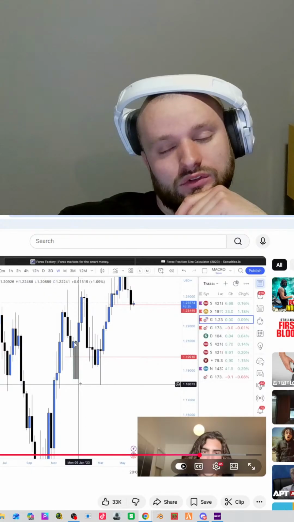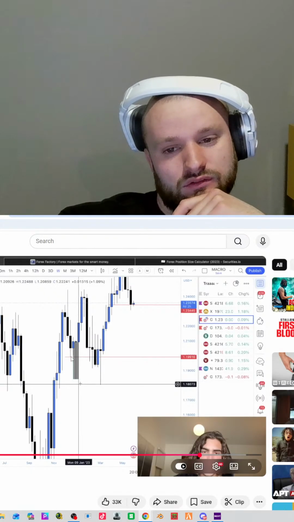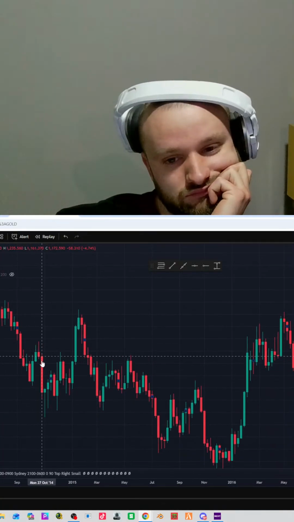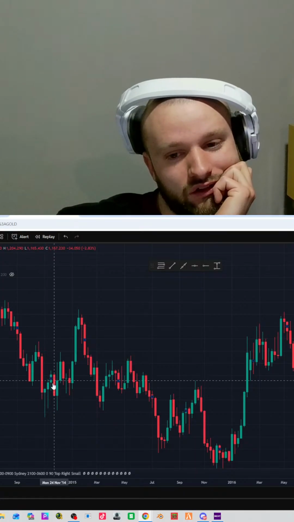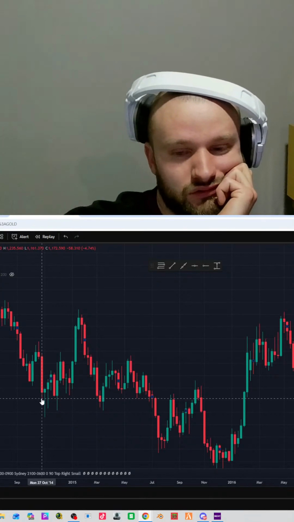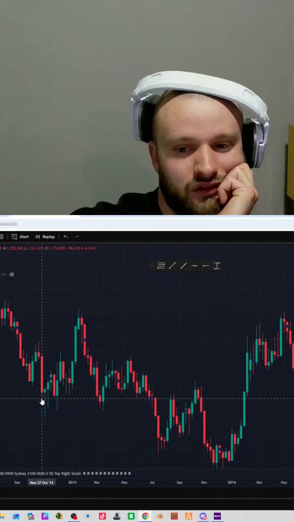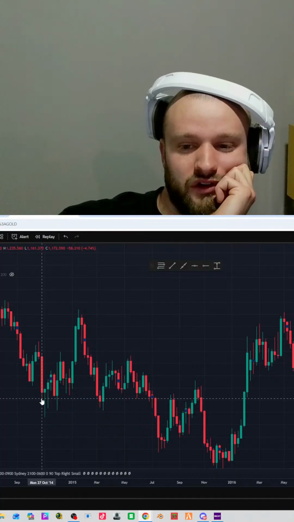Low, downtrend, low, high. Looking at the wrong thing. Low, high, low, high. Break the low. Low, high. Downtrend, didn't break it. High. Low, high, low. Broke it right here.